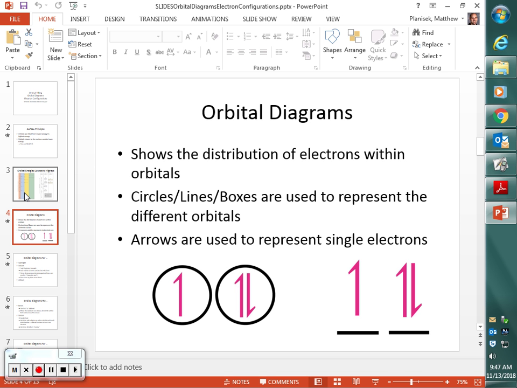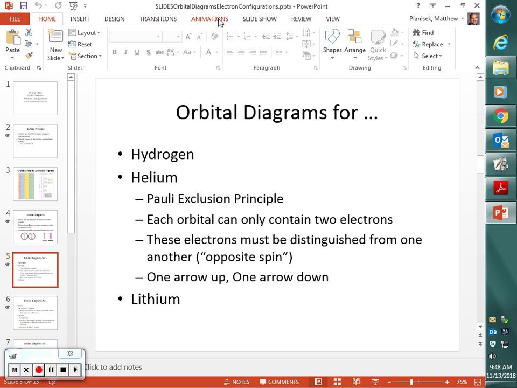So an actual orbital diagram shows us the distribution of electrons within the orbitals. We use a circle or a box or a line to represent the orbital itself, and then we'll use arrows to represent those electrons, showing where those electrons are within those orbitals. Okay? Good? Kind of good. If there's more than one electron, is it... Yeah, hold on. That's where we're going today.